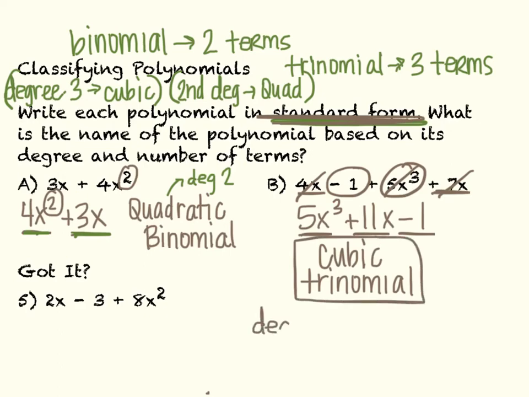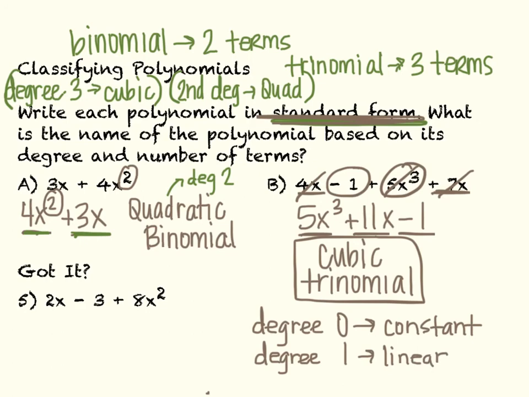And I'm going to go ahead and write these down for you because I'm scared. And you may want to write them down too so you don't have to remember again tomorrow. But if it's a degree 0, that's called a constant. If it's a degree 1, it's called a linear. And then up here, if it's a degree 3, it's cubic, and if it's a degree 2, it's quadratic. If it's 4 or more, it's just the 4th degree, 5th degree, 6th degree.